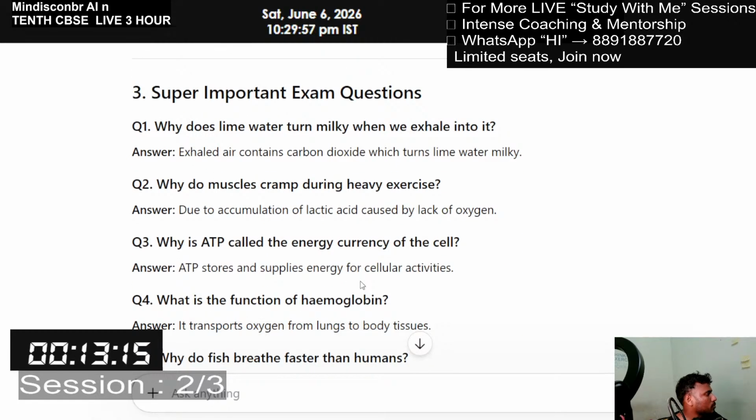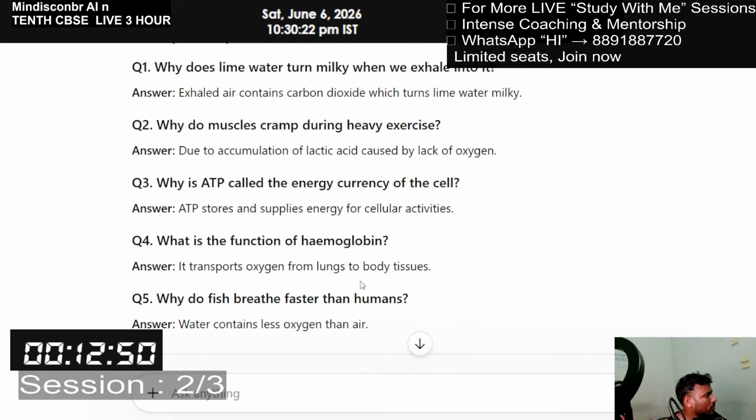Super important exam questions. Why does lime water turn milky when we exhale into it? Exhaled air contains carbon dioxide which turns lime water milky. Why do muscles cramp during heavy exercise? Due to accumulation of lactic acid caused by lack of oxygen. Why is ATP called the energy currency of the cell? ATP stores and supplies energy for cellular activities. What is the function of hemoglobin? It transports oxygen from lungs to body tissues.